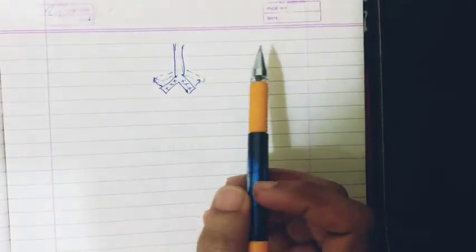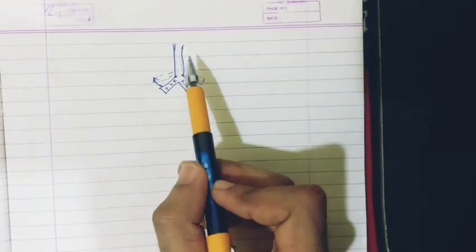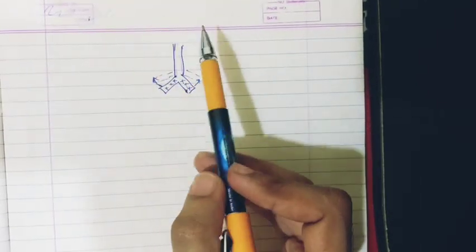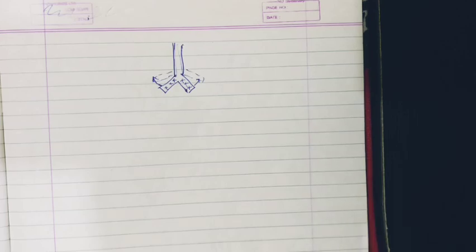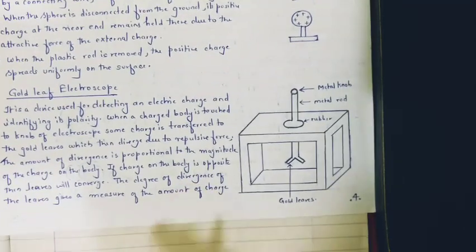If the charge on the body is opposite, then the leaves will converge, and if the charge on the body was of the same kind, they will repel each other and it will diverge. So the degree of divergence of the leaves gives you a measure of the amount of charge present on that body. So this is it for today's class. We saw different methods of charging and a gold leaf apparatus.